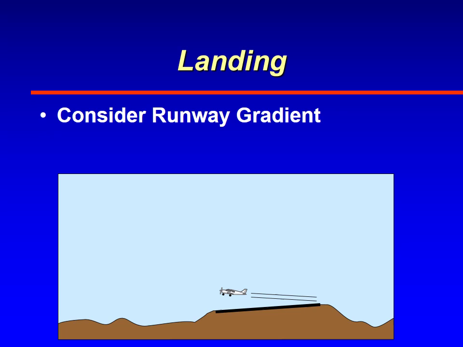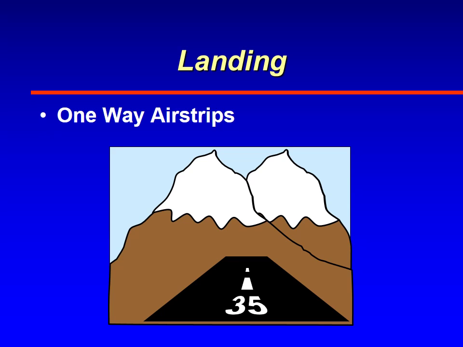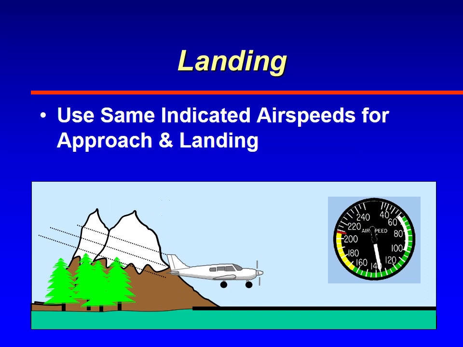And then, once again, on landing, consider your runway gradient. In other words, you want to make sure that you land uphill and not downhill. It'll help you decelerate the aircraft on landing. Once again, same rules apply for landing as for takeoff. A lot of times there's one-way airstrips where they recommend that you land in one direction and take off another.